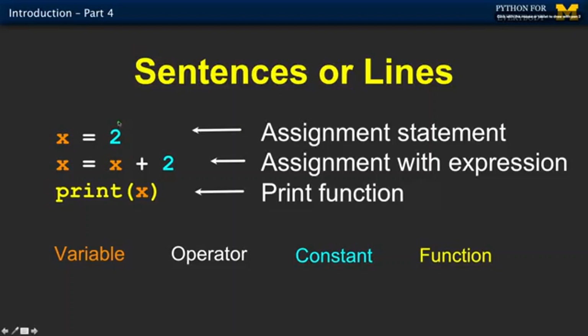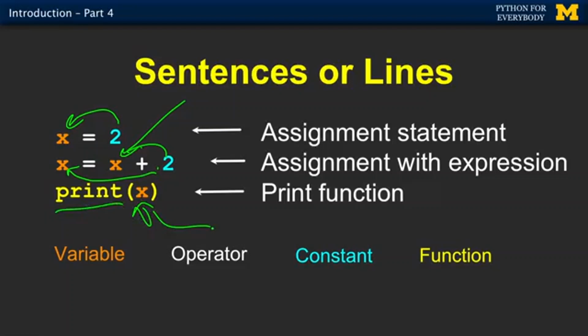we have another assignment statement that's sticking the number 2 into the variable x, retrieving that 2 back in, adding 2 to it, and sticking that sum back into x. Print is a function, and there is a parameter x, and that's going to cause 4 to be printed out.